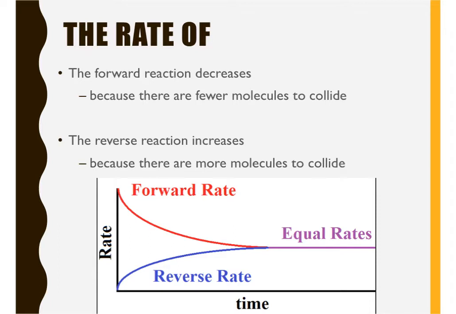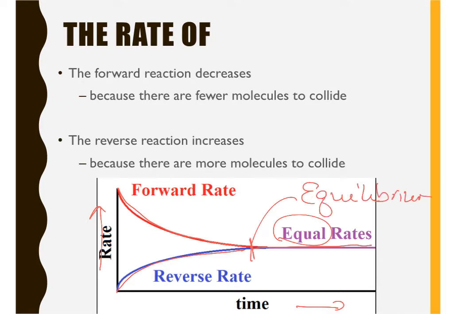So let's take a look at this graph at the bottom here, which is time on the x-axis and rate on the y-axis. And just as we described it, the rate of the forward reaction decreases over time. The rate of the reverse reaction increases over time. And at some point, the rate of the forward and reverse reaction becomes equal. That is called equilibrium. It's important to know that definition of equilibrium, that it is when the rate of the forward reaction equals the rate of the reverse reaction.